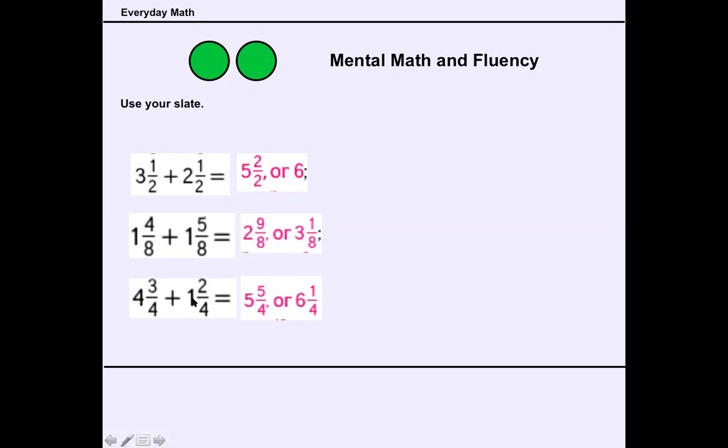And then here, 4 plus 1 is 5. 3/4 plus 2/4 is 5/4, which also equals 1 1/4. So your answer could either be 5 5/4 or 6 1/4.